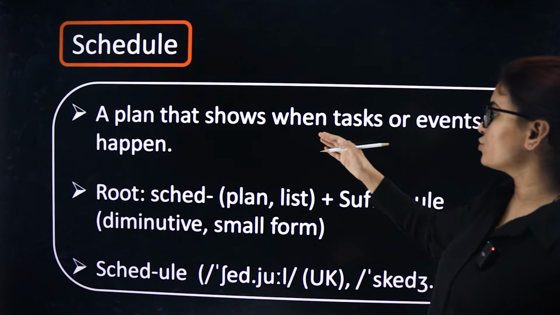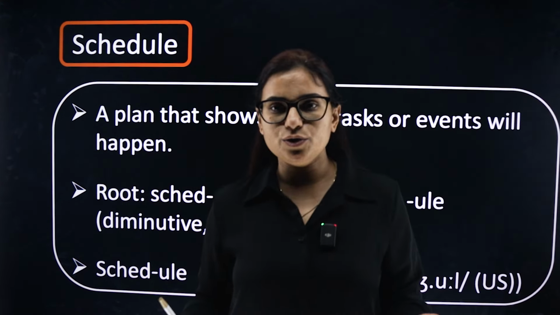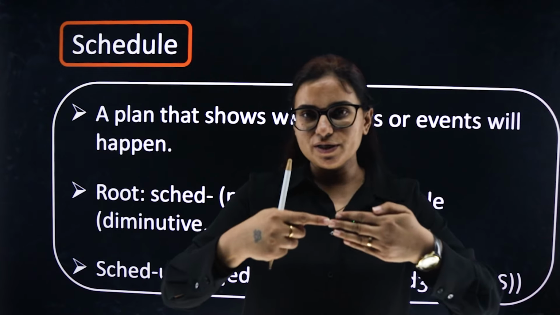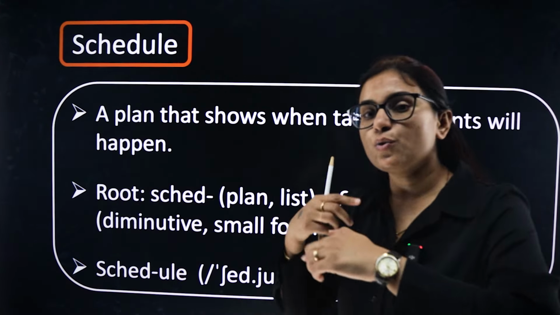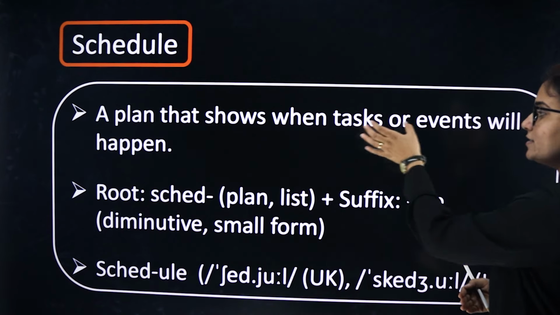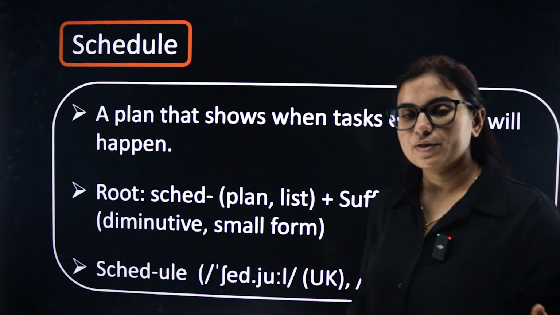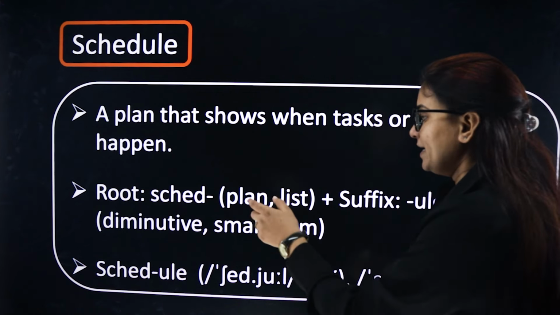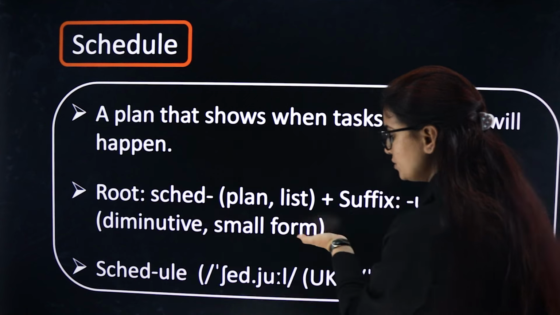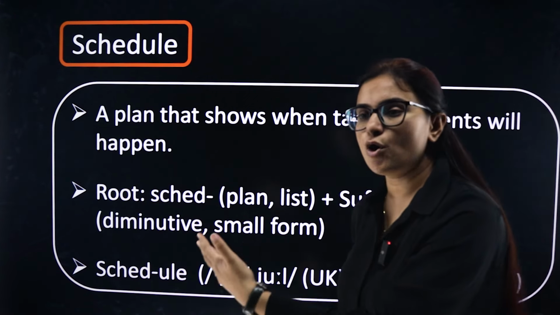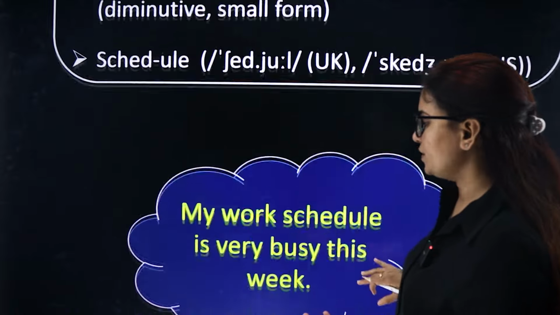A plan that shows when a task or events will happen. Let's say you're starting your day. At 10 a.m. I'm going to do this. At 12 p.m. I'm going to do this. At 2 p.m. I'm going to do this. So when you tell that this is how my tasks and events will happen, it's called a schedule. It's derived from the word shed, which means to plan. Yule means a small form of planning. It's called a schedule. The example of this word is on your screen.